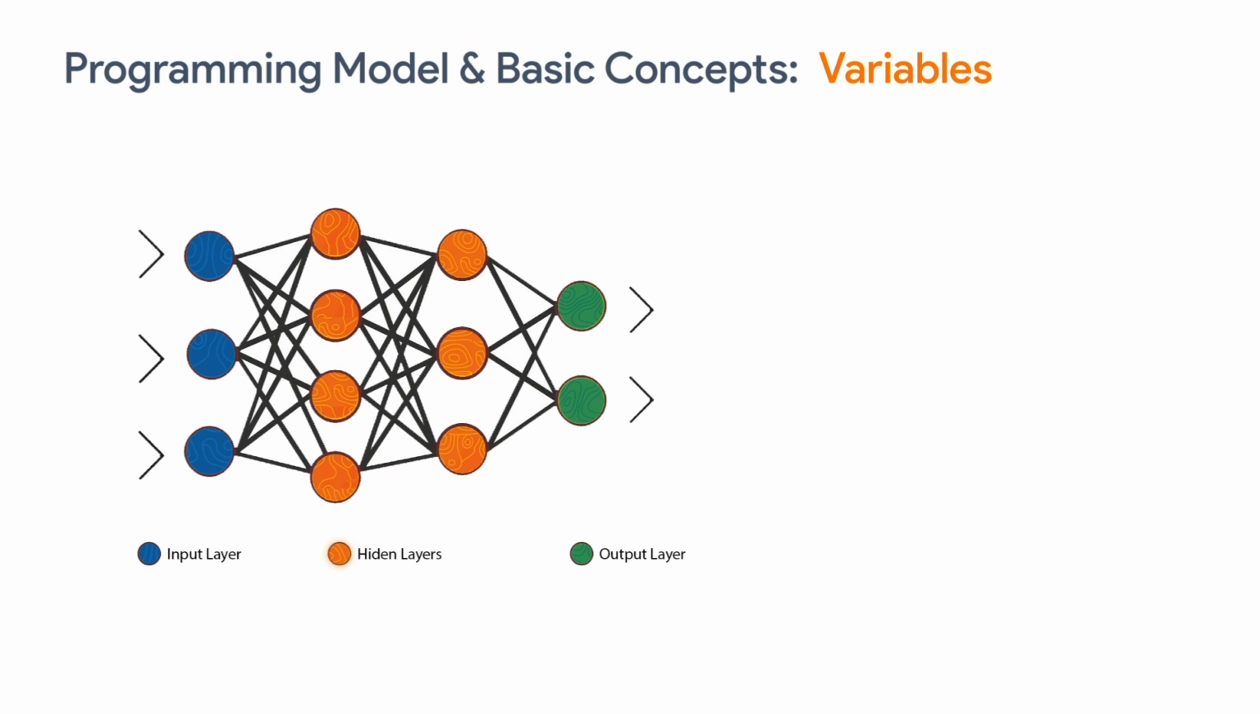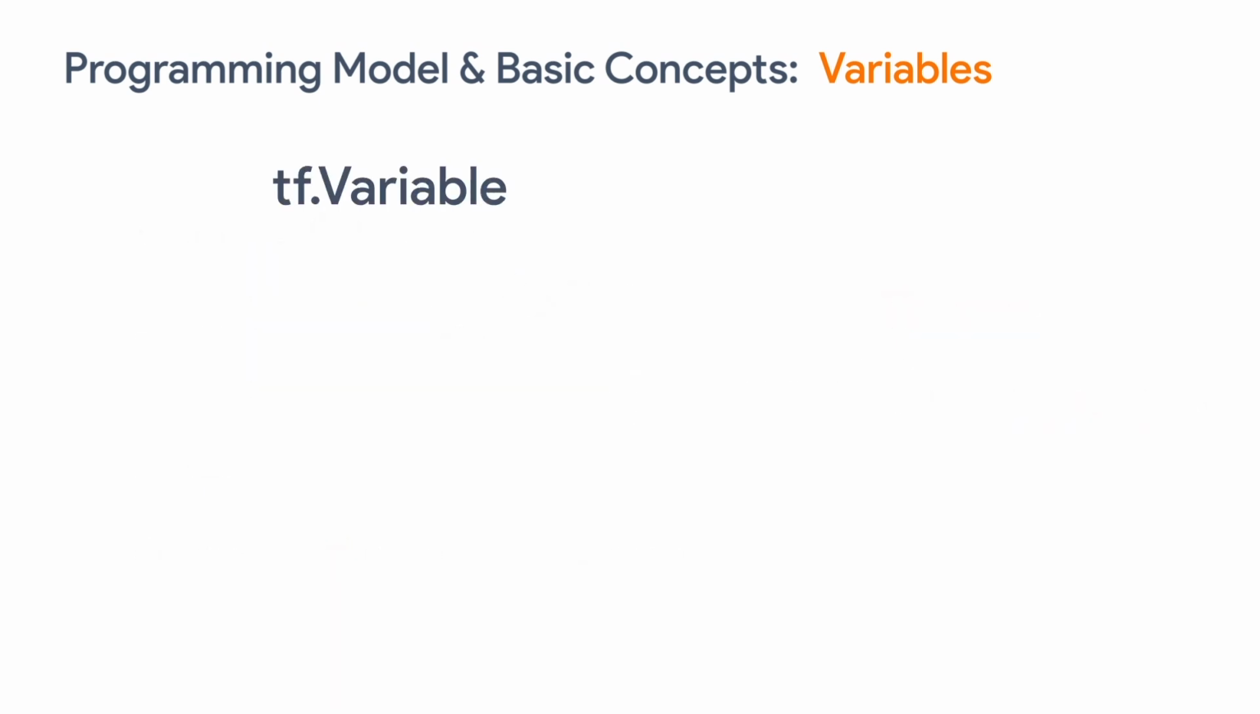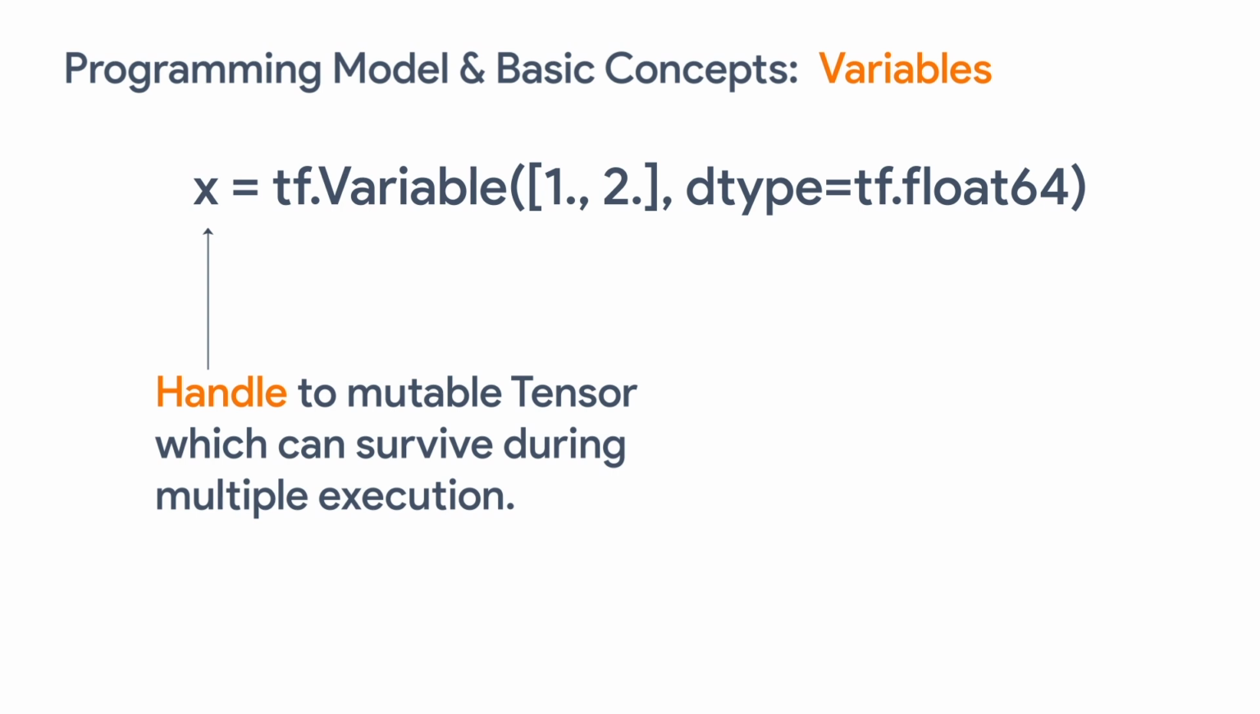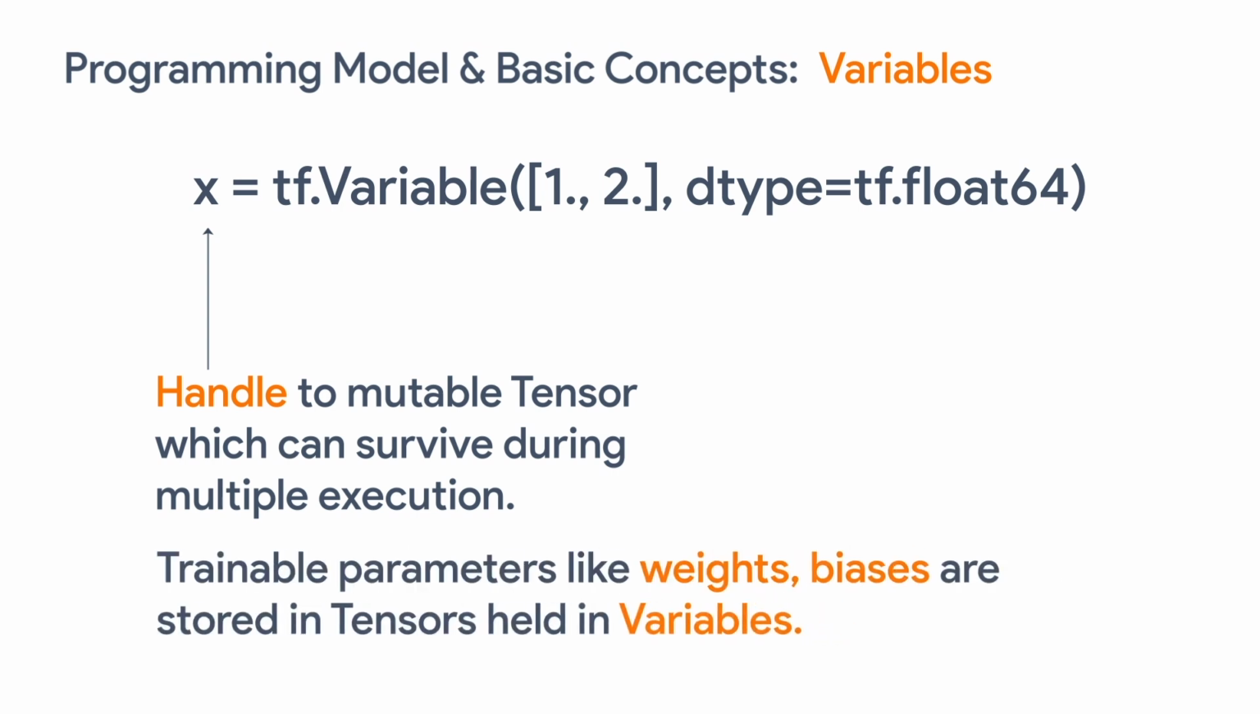In most machine learning tasks, the computation graph is executed multiple times, and most ordinary tensors do not survive after a single execution. That is why TensorFlow has variables. A variable is a special kind of operation that returns a handle to a mutable tensor that can survive across multiple executions of the graph. The trainable parameters of a model are often stored in tensors held in variables.